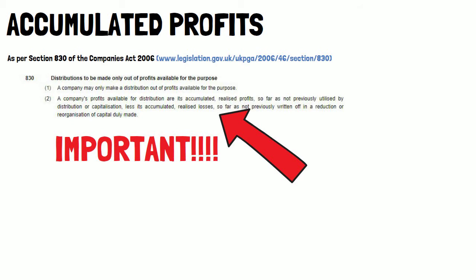Now, we aren't going to cover all areas of that. We're not going to talk about the difference between realized and unrealized profits. But the key, the most important bit to understand in that is a company's profits that are available for distribution are its accumulated realized profits less its accumulated realized losses.